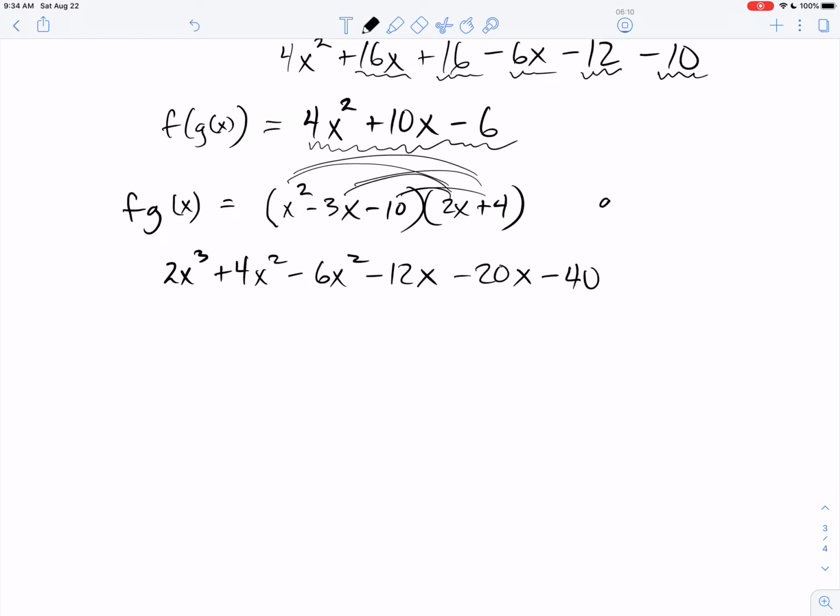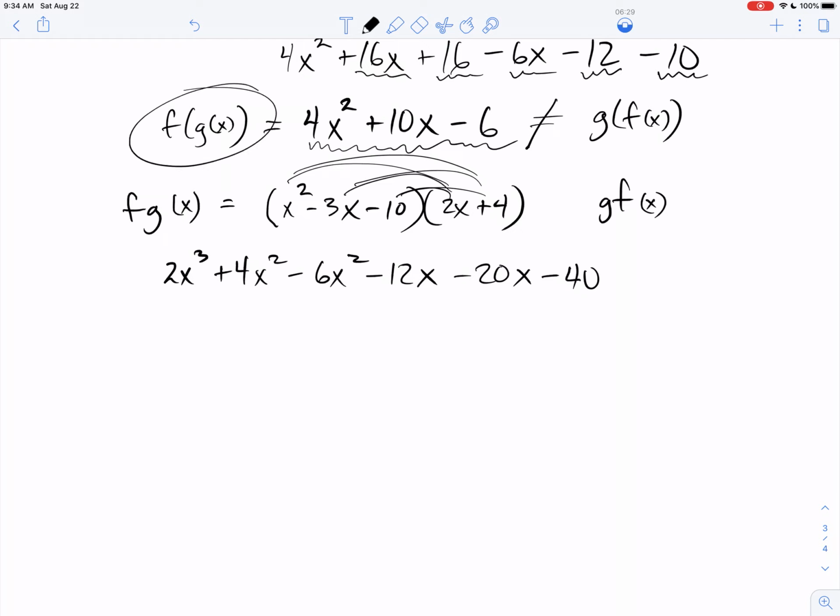F times G of x is the same as G times F of x. When you multiply, it doesn't matter. But I'm trying to get to this point. G of f of x is not necessarily the same thing as this.